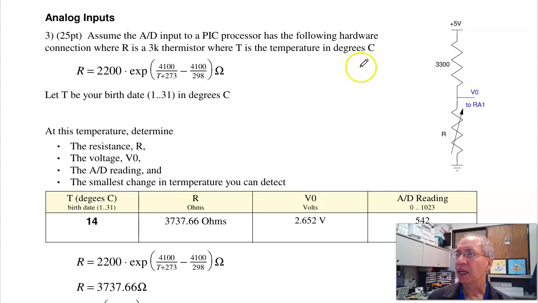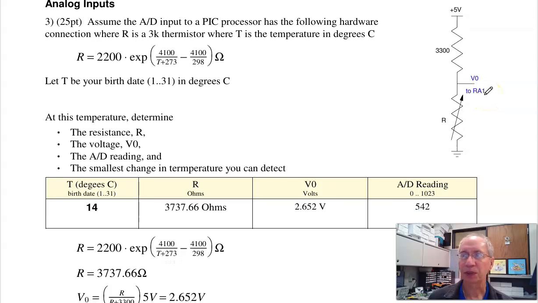Problem 3. If I have a thermistor and a voltage divider, I can measure the voltage with the PIC. So if the temperature is, pick your favorite day, like your birth date, is 14 degrees Celsius, I can plug in 14 and find the resistance. Winds up being 37 ohms.